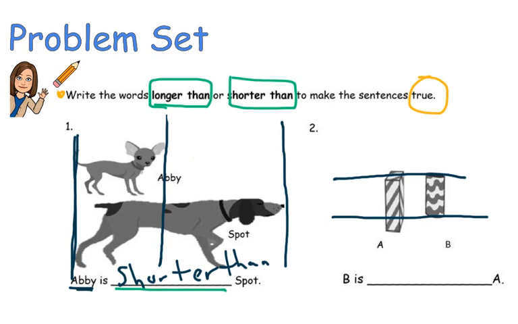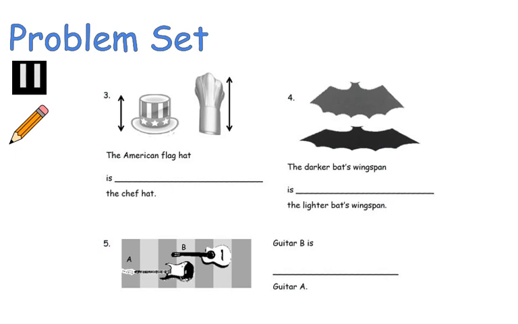So now I want you to think, is B longer than A or is B shorter than A? How do you know that? B is shorter than A. So again, I'm going to write shorter than A. Very good.